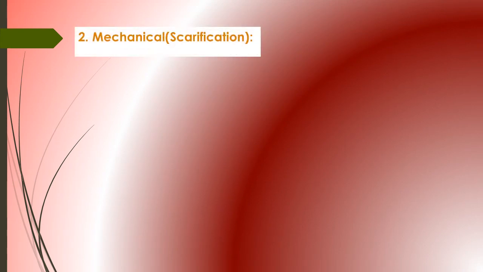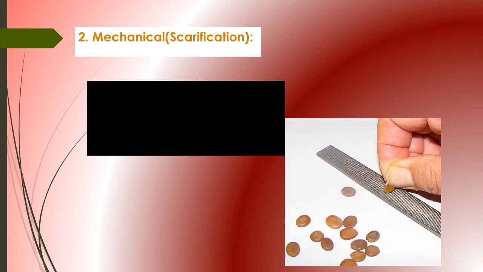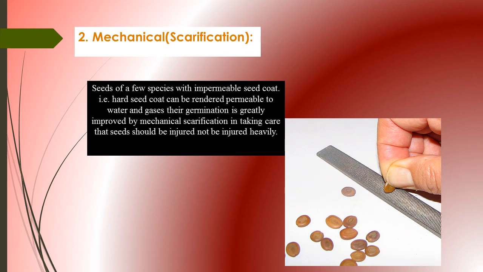The second very important treatment is mechanical scarification. Seeds of a few species with impermeable, that is hard, seed coats can be rendered permeable to water and gases. Their germination is greatly improved by mechanical scarification, taking care that seeds should not be injured heavily. So it can be rubbed with any scrubbing material.